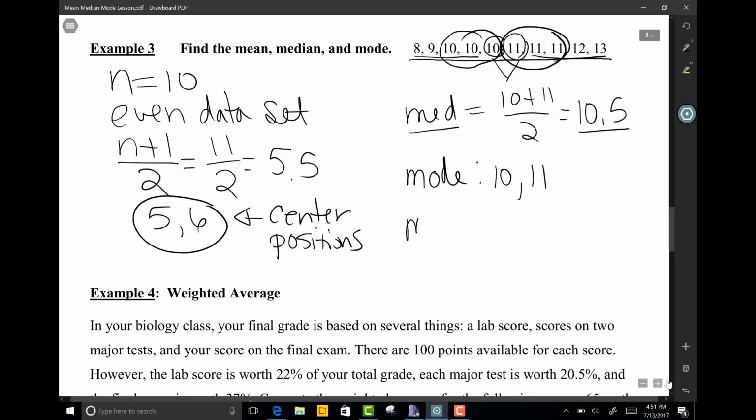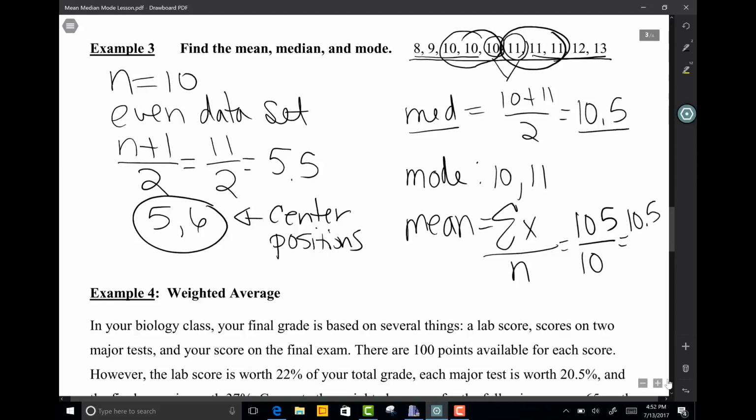Now for the mean, we're going to add up all the data values and then divide by the number of data values. If I add up 8 plus 9 plus 10 and I keep going and add all those up, I'm going to get 105. And then I'm going to divide by 10 because there's 10 data values. And then that's going to give me 10.5. So my mean is 10.5.